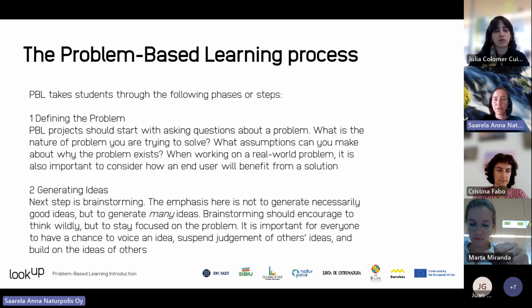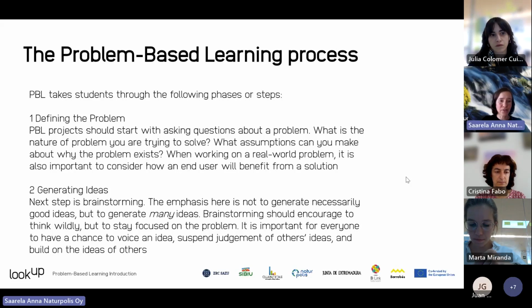So first you need to find the problem or the challenge to solve. Then you make some assumptions about the problem and why the problem exists. When you are working on a real world problem, it is also important to consider how an end user will benefit from a solution. So just keep these questions in mind once you are solving and doing your project work.